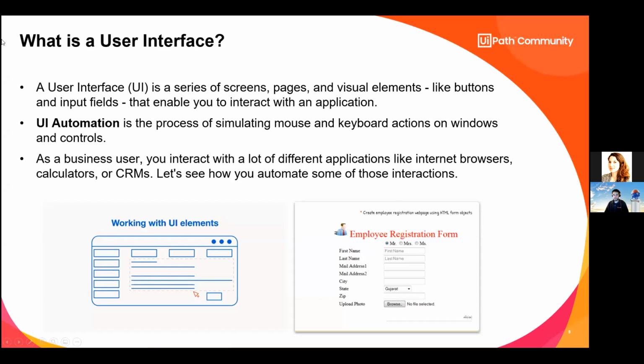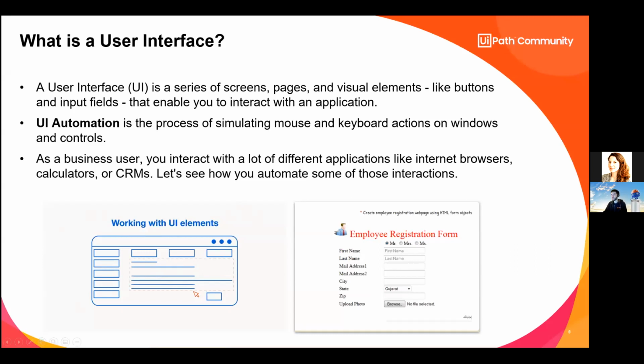If you see the image below on the left corner, this is what a user interface looks like. We have the page, the buttons, some text in the middle, a close button, basically every element that we have on our screen. On the right we have another one with a more user-friendly interface. And basically, UI automation is a process of simulating mouse and keyboard actions on these windows and controls.